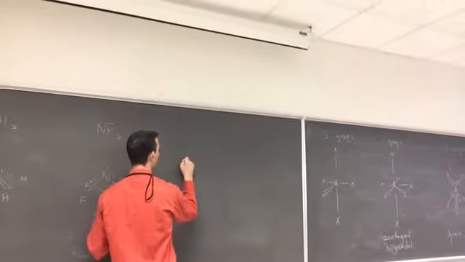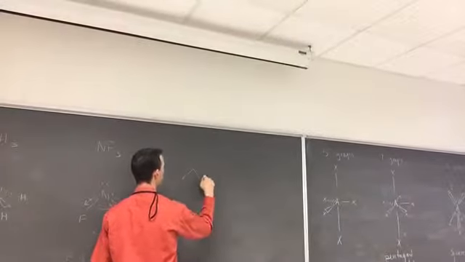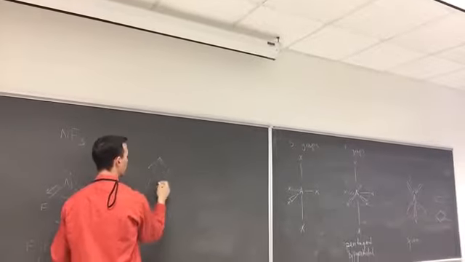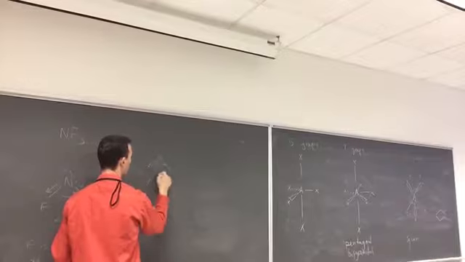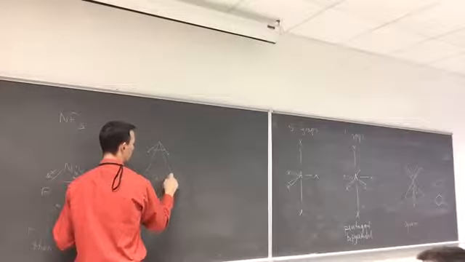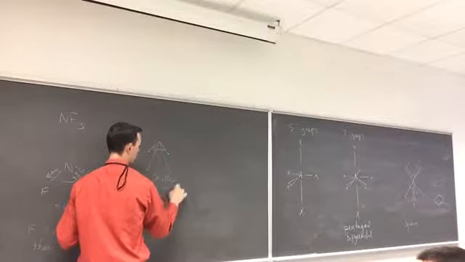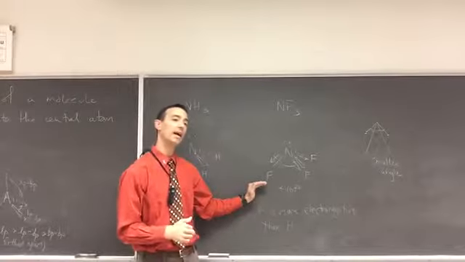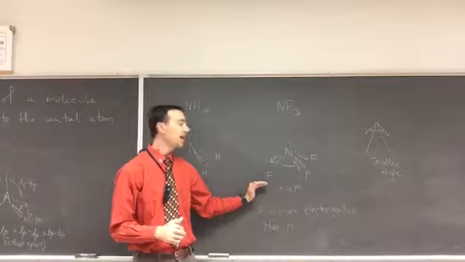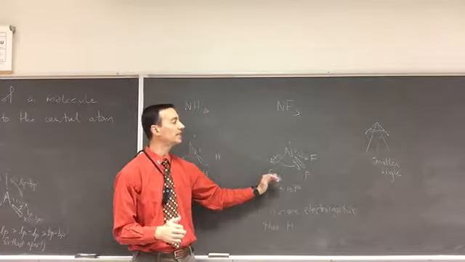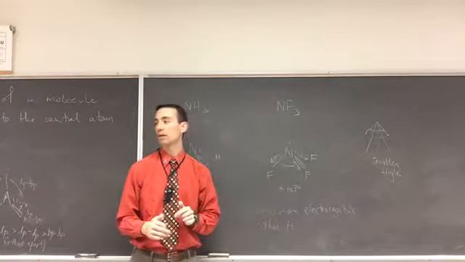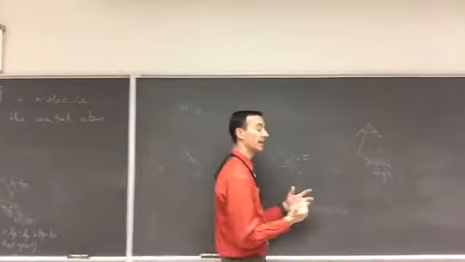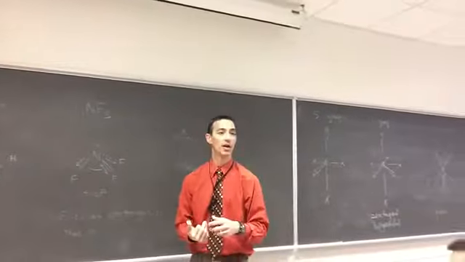So if we have this angle here versus this angle here, we can see that the smaller bond angle exists. And so the more electronegative element on the outside has this impact of changing the bond angles of molecules, right? Because it pulls the electrons away from the central atom.